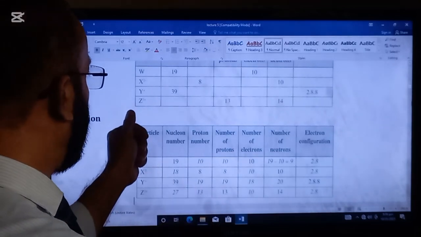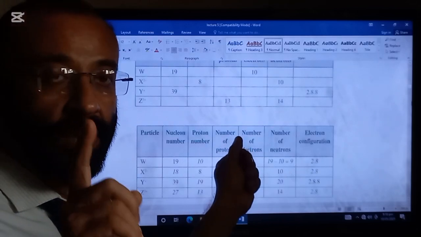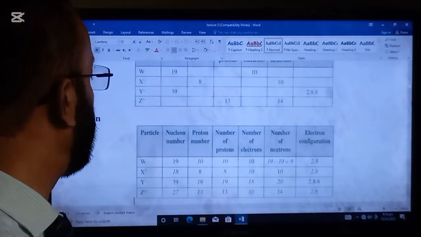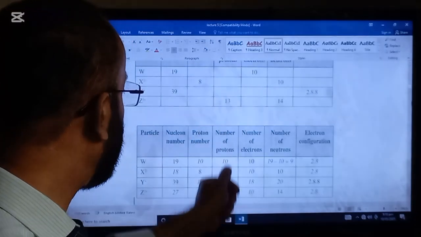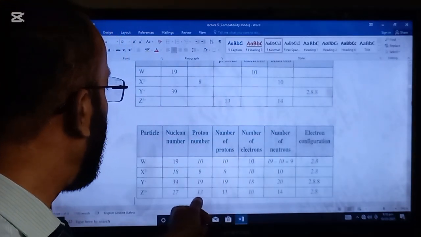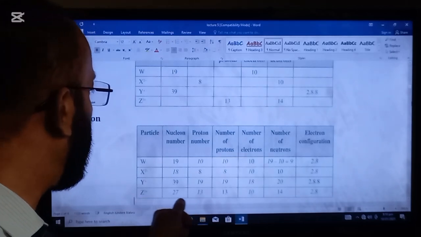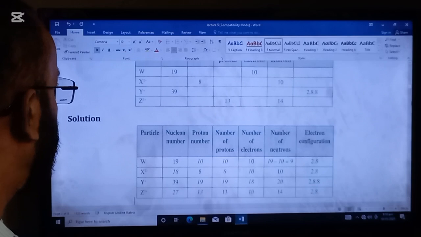Now the last particle, that is Z3 plus. 3 plus shows it has lost 3 electrons. 13 is the number of the protons. So 13 will be protons there, because it has lost 3 electrons. So 10 electrons will be there.